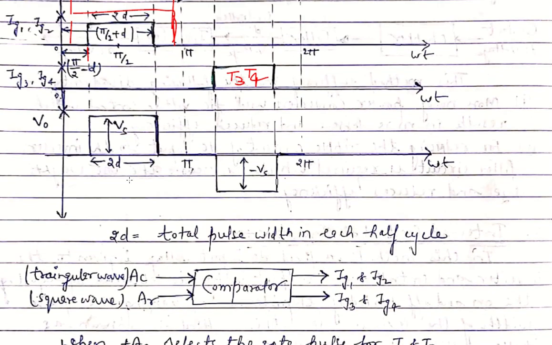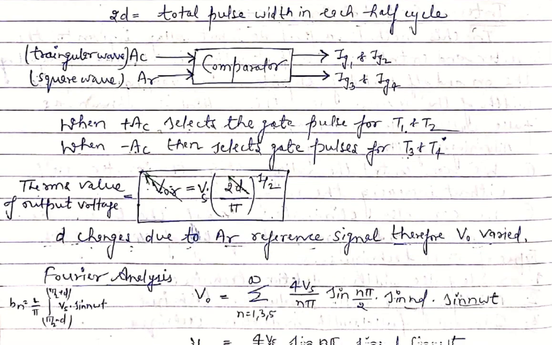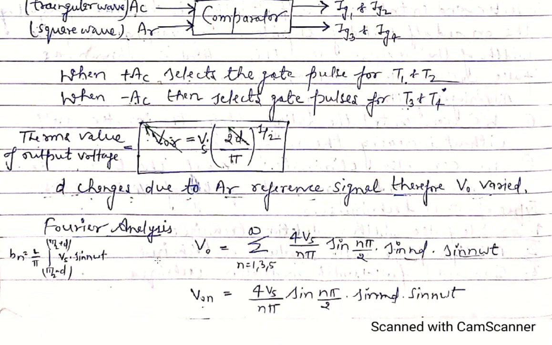So the A0 and An Fourier terms are 0. Only the Bn term will be there, as in the previous VSI lectures. If we do the Fourier series analysis, we have to find Bn. Bn can be written as 2 upon pi, integrated from minus pi by 2 to plus pi by 2. The width of the pulse is from minus pi by 2 minus d to pi by 2 plus d, with Vs as amplitude and sin n omega t, because it is a square periodic waveform which is sinusoidal in nature.